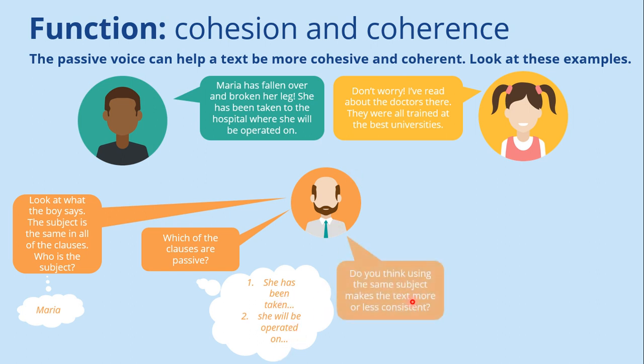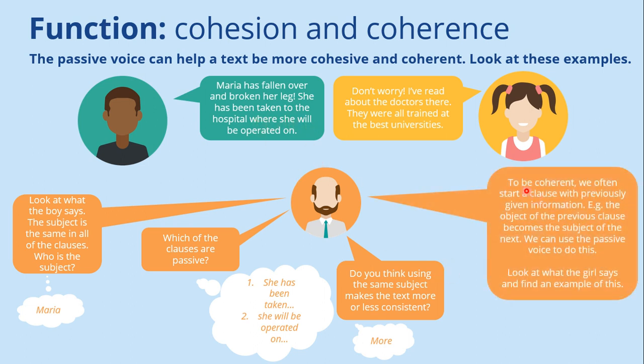Okay. The next one, do you think using the same subject makes the text more or less consistent? The answer is more consistent, because we understand what the sentence is about. The continuation of the sentence is easy to understand here. The next one, to be coherent, we often start a clause with previously given information. Maria has fallen over and broken her legs. This is the introduction of the information. The object of the previous clause becomes the subject of the next. We can use the passive voice to do this.